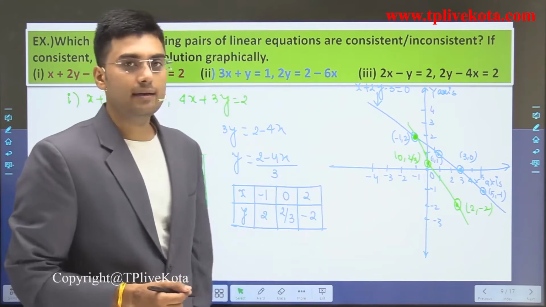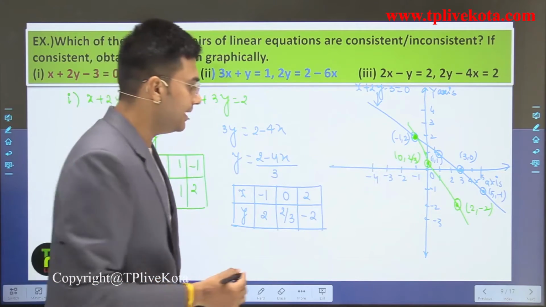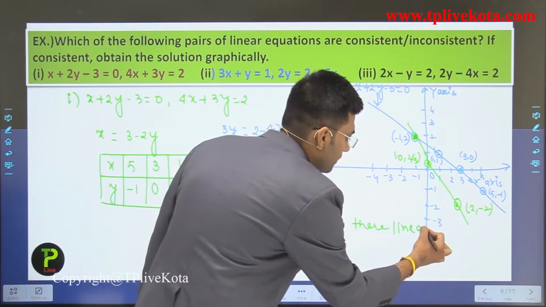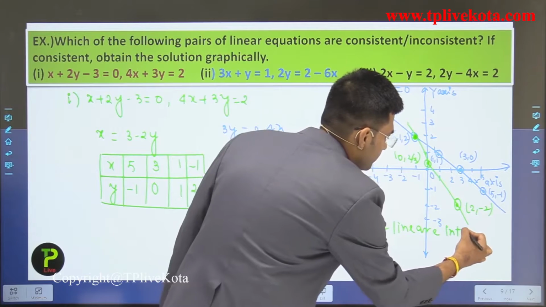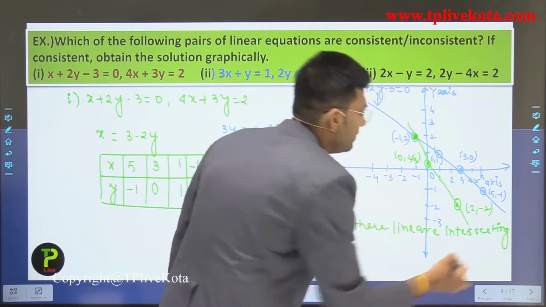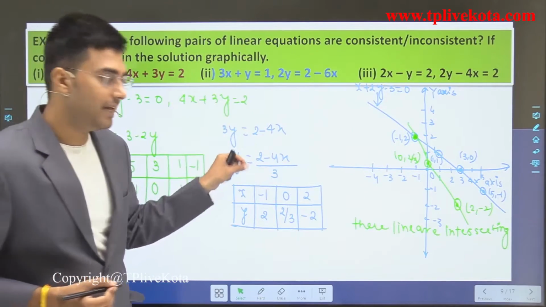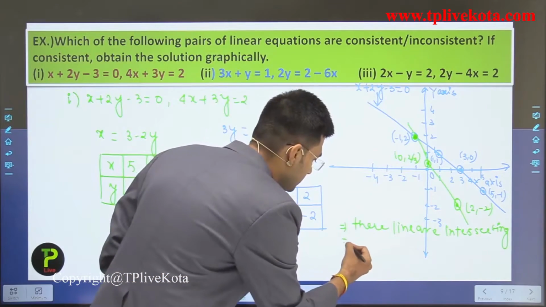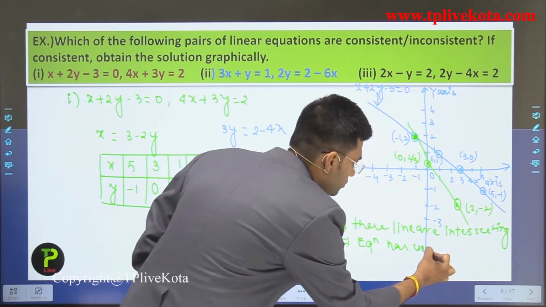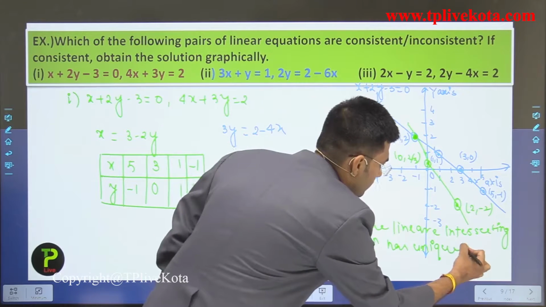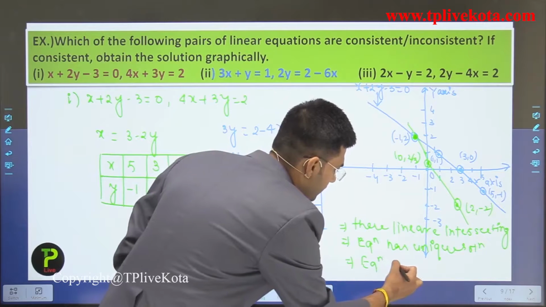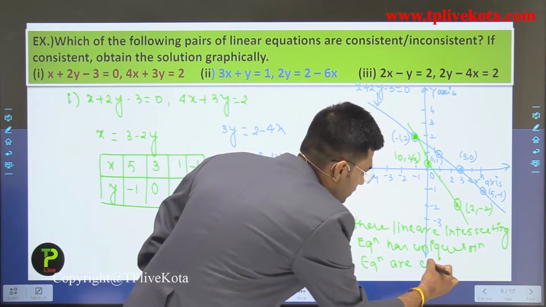So we observe that these two lines are intersecting lines. So we can say that these equations have a unique solution, or we can say that the equations are consistent.